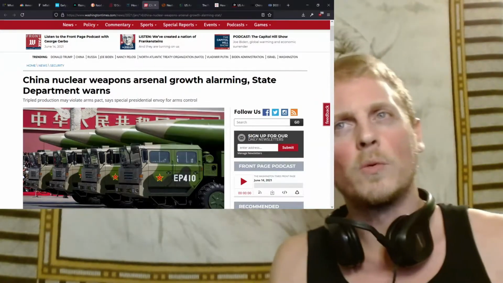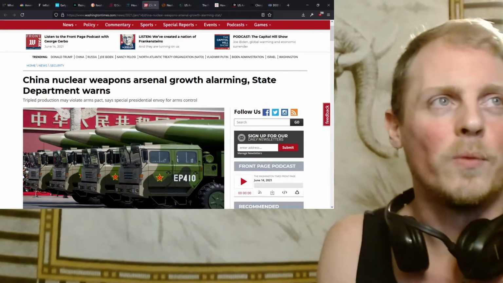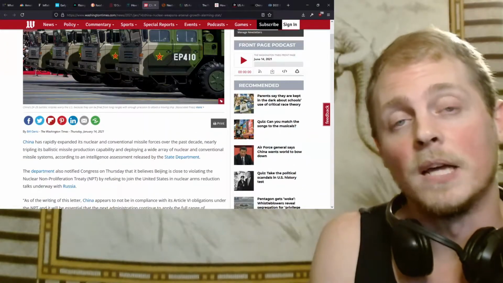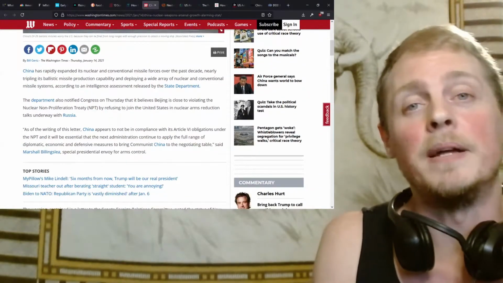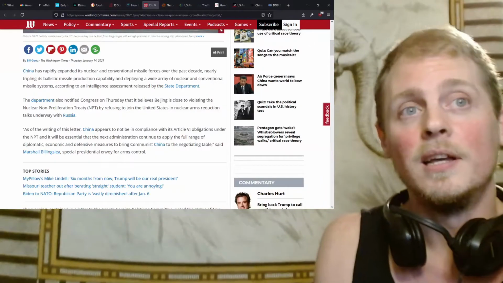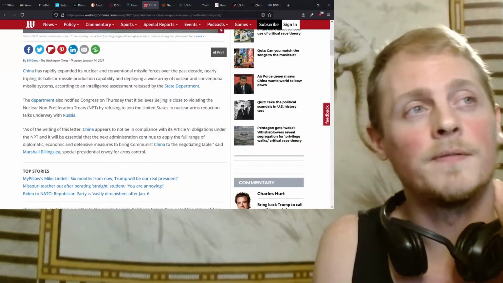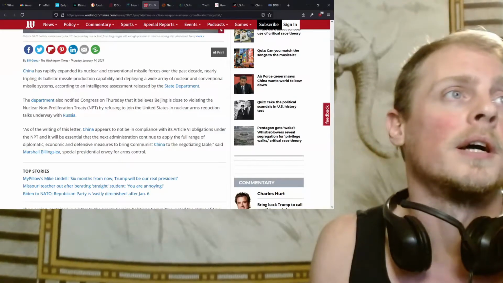China's nuclear weapons arsenal growth is alarming, the State Department warns. I've been saying that for a while. Not to mention that this past Sunday there was a nuclear leak in China followed by an explosion. So let's see what's happening.